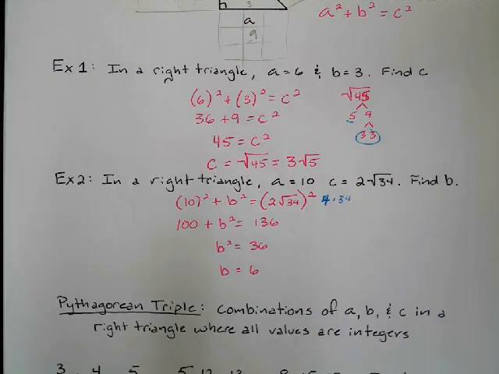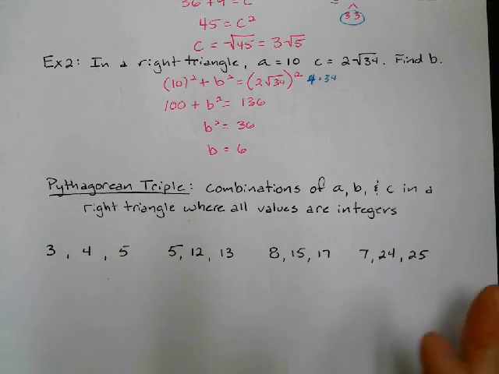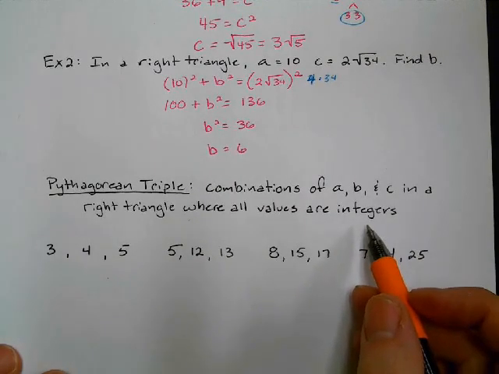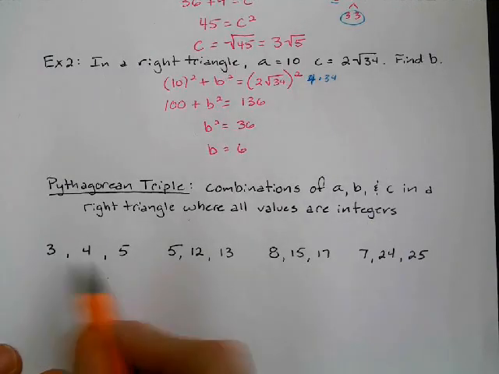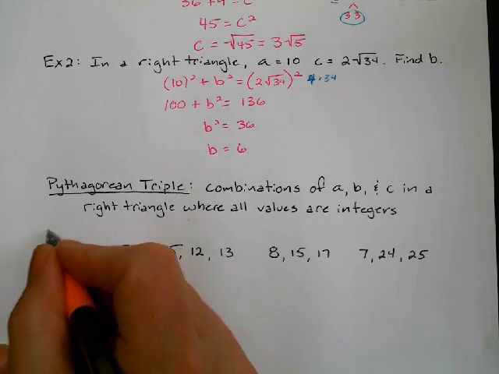All right, a Pythagorean triple is a combination of a, b, and c in a right triangle where all the values are integers, meaning all the values are whole numbers, no fractions, no decimals. I guess I shouldn't have said integers. I should have just said whole numbers because we can't have negatives. Anyways, moving on.